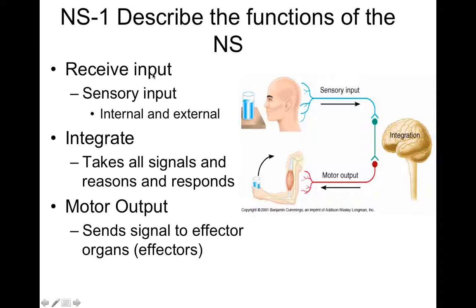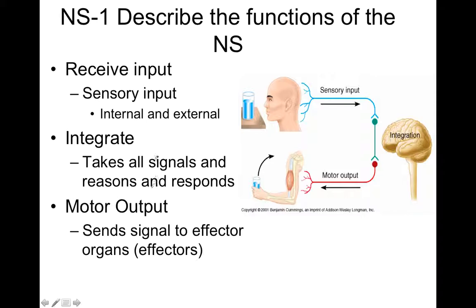All right, functions of the nervous system. The nervous system's job is to receive input. So we take in some sensory information, and that input can be internal or external. The internal input is you're hungry, or you feel sick, or you sense something internally. And external input would be things we collect from our environment. So we feel something on our skin, or we see something, we hear something.